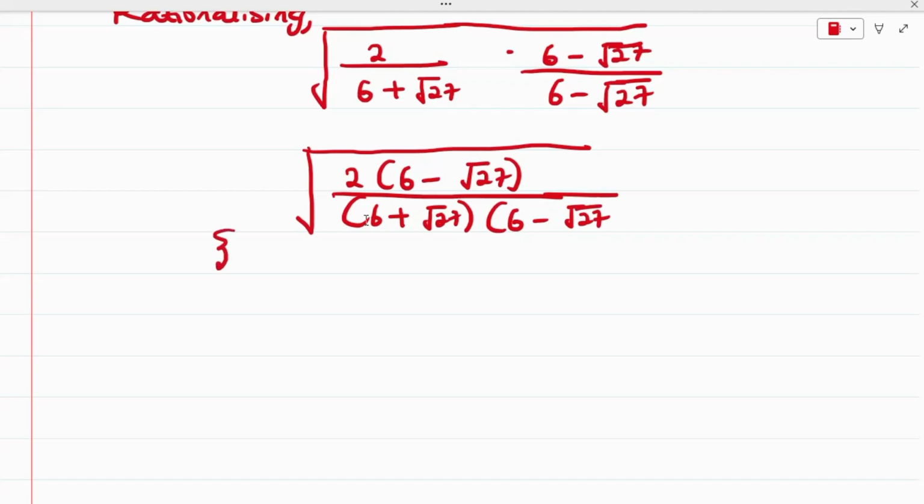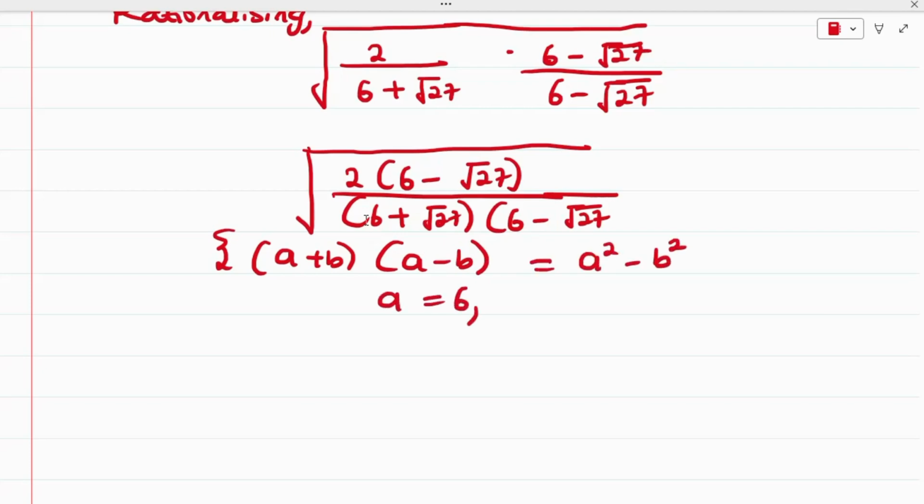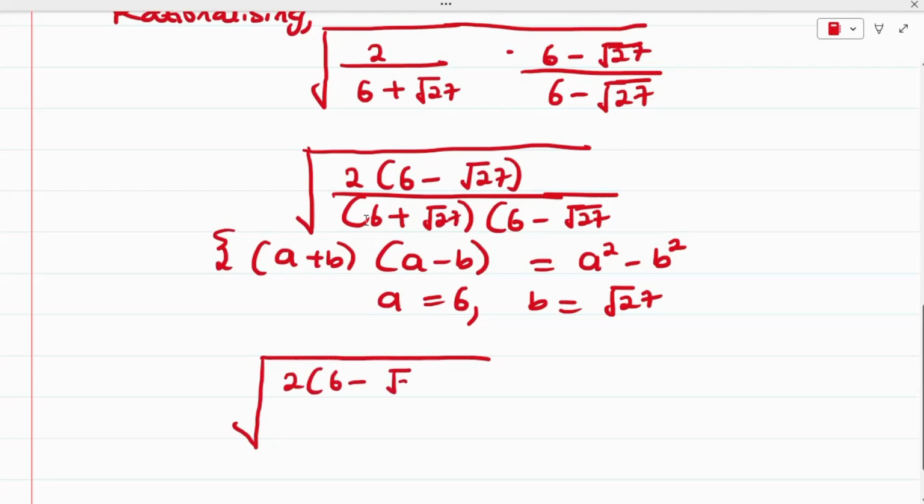Now from this property, if we have a plus b multiplied by a minus b, this is equal to a square minus b square. And from here we have that a is equal to 6 and b is equal to the root of 27. So hence we have the square root of 2 multiplied by 6 minus the root of 27, divided by 6 square minus the root of 27 all squared.